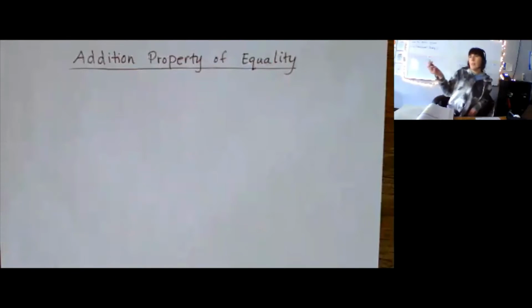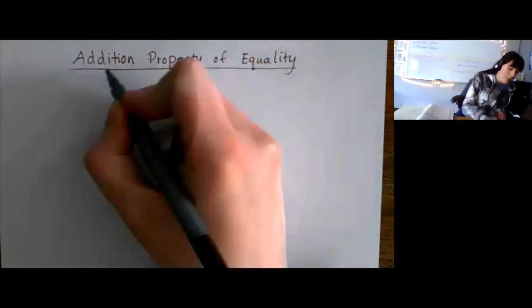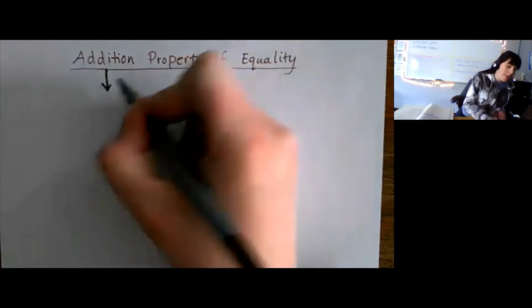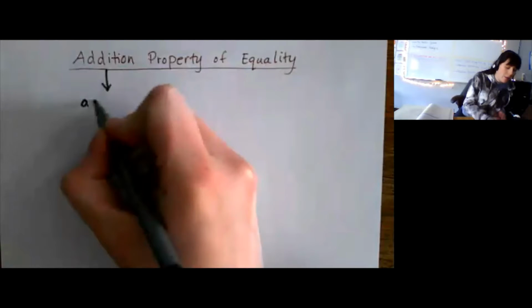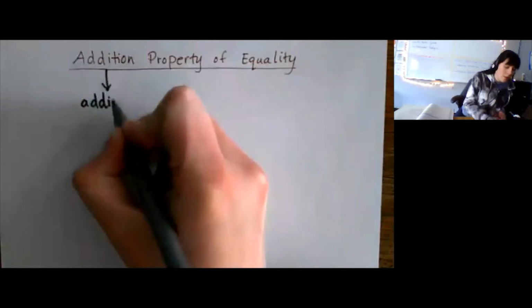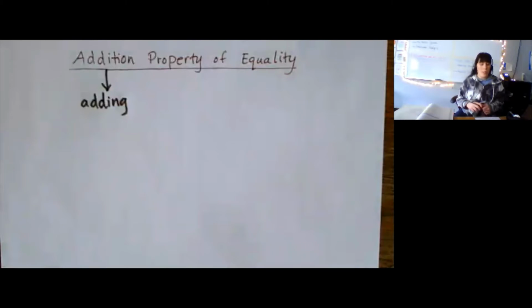So the first thing that we need to understand is this word addition. And I'm sure most of us know that that just means that we are adding. What the addition property of equality says is that if you add a number to one side of an equation, you have to add it to the other side for it to still be correct. So let's first look at an example.